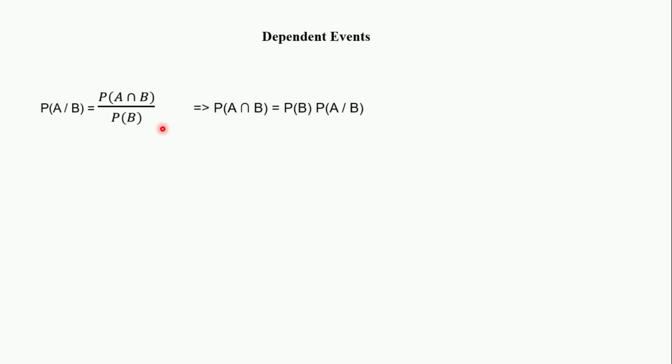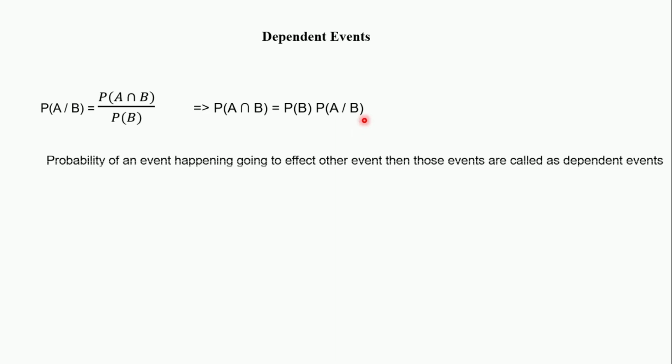Now we can write it like this: the probability of A and B equals the probability of B into the probability of A given that B already happened. So if the probability of an event happening affects another event, then those events are called dependent events. Means one event affects the other event, and both events depend upon each other.